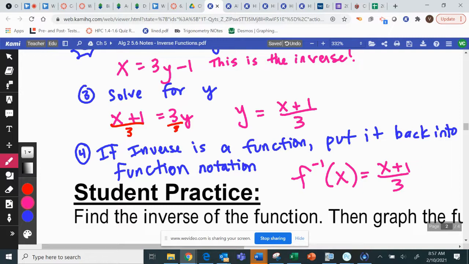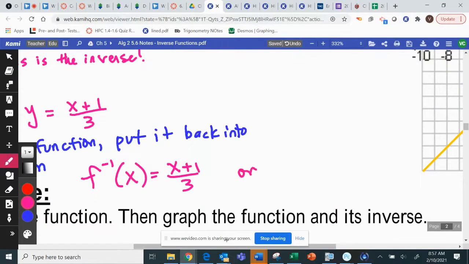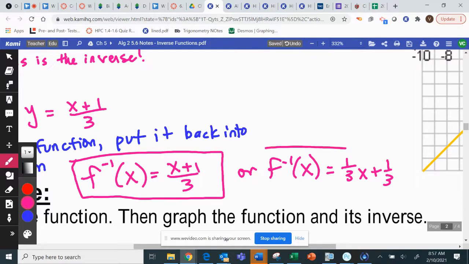Now, if you do not like your lines written in that form, you could write your form like 1/3 x plus 1/3. So you could divide both the x and the 1 by 3 if you want to write it in that form instead. Either form is totally acceptable. Either of those is fine.